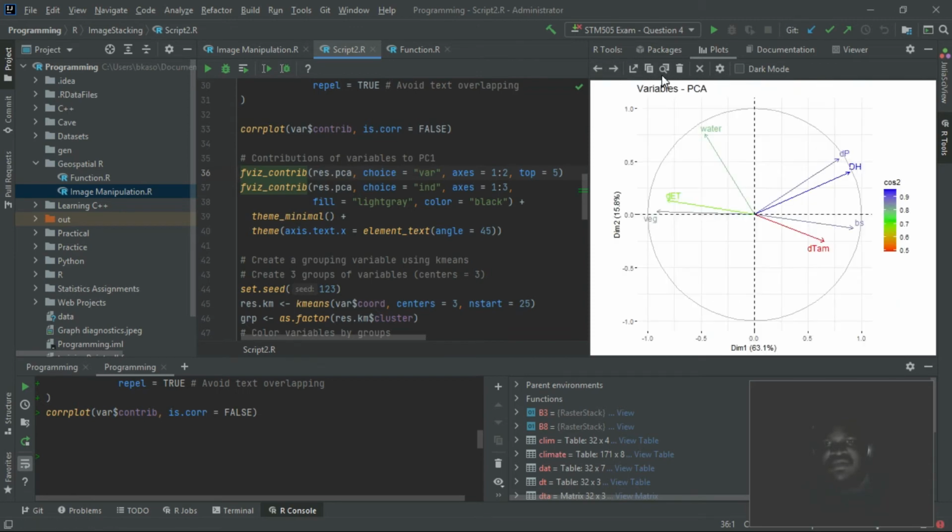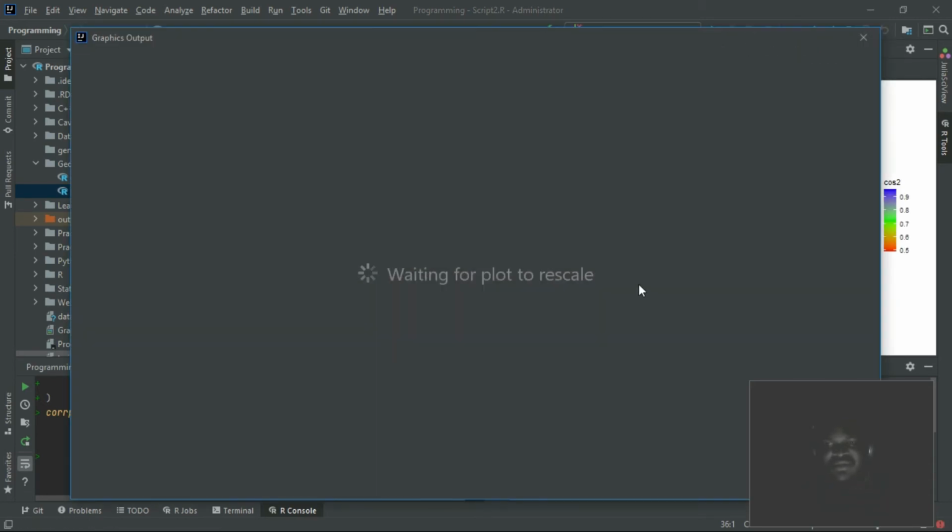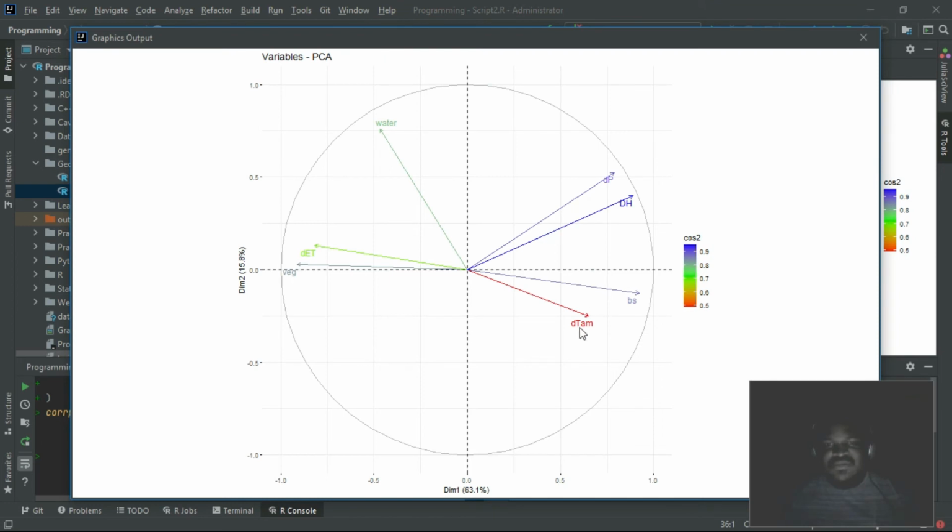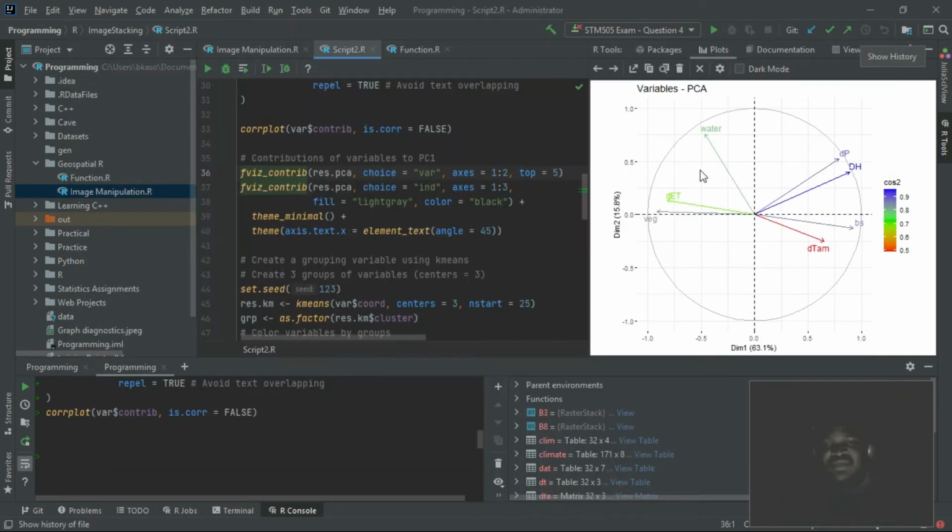I don't really like that plot anyways. So on this one, temperature is not really that important. Even evapotranspiration is above 70%, so we can actually include that. So we can include evapotranspiration, vegetation, water, DP, DH, and base soil, and exclude DT because temperature is just not that important.